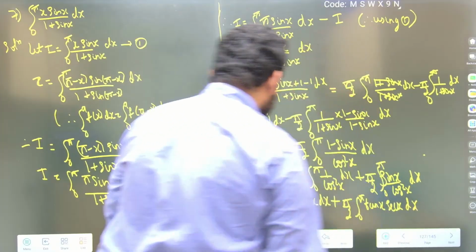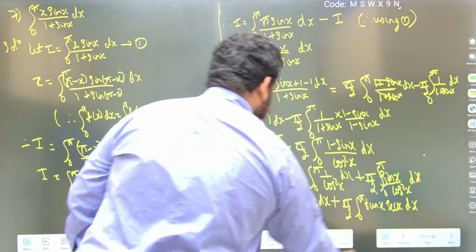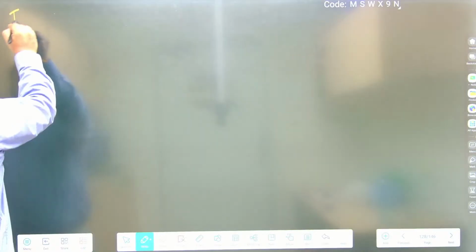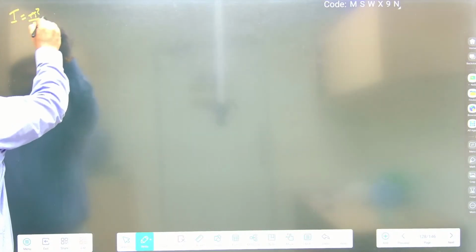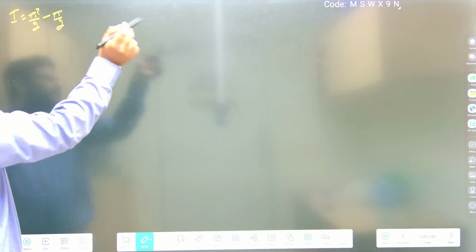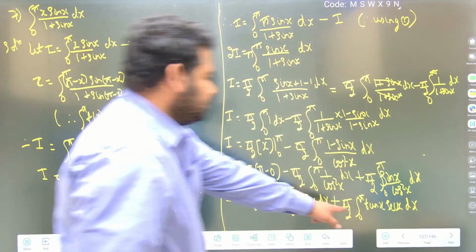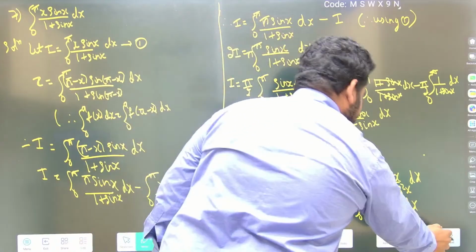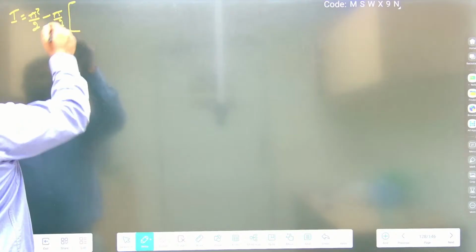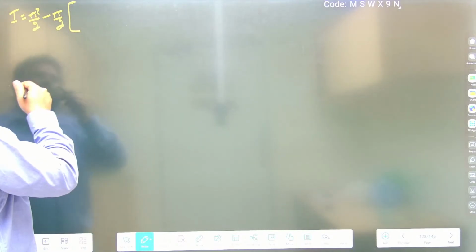So let us go to the next page. Remember that pi square by 2. Therefore I is equal to pi square by 2 minus pi by 2 into integral of secant square x, into integral of tan x secant x. So what should I write? I can write this as minus pi by 2. What can I take common? If I take pi by 2 common, this will become what, friends?